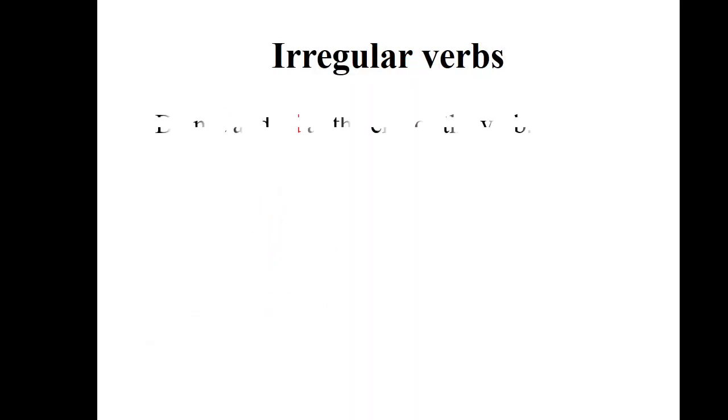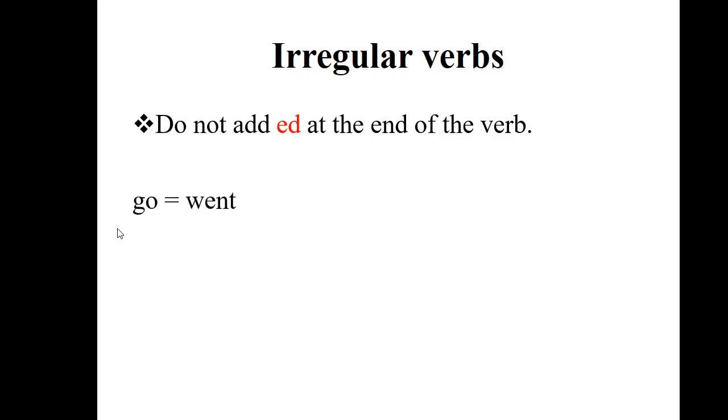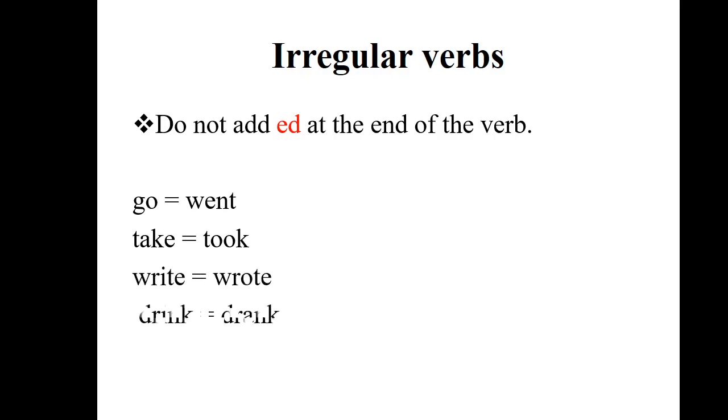Irregular verbs. Here you don't need to add ed at the end of the verb, but the whole verb completely changes. Like here, go. The past tense of go is went. The past tense of take is took. Write, wrote. Drink, drank. Drive, drove.